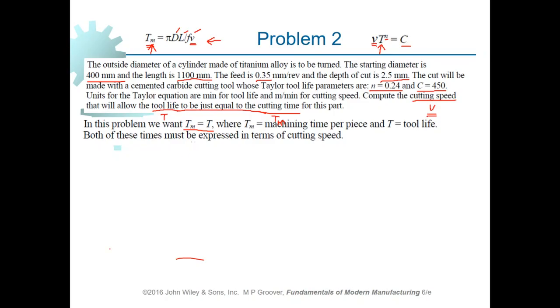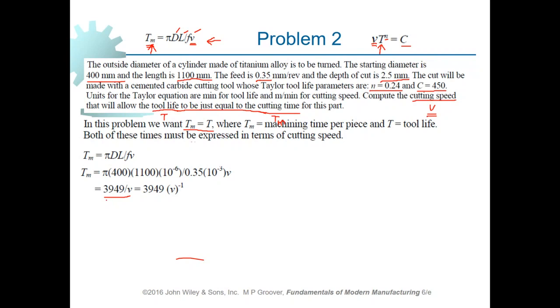What do we do? First, we write the equation for TM. We solve the equation for TM on the basis of the unknown value of V, which is this same equation. We substitute the values and we get this value.